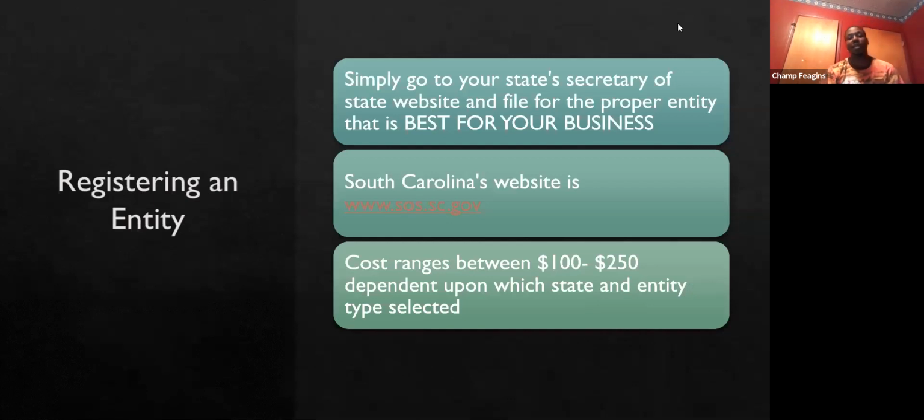All right. So registering an entity. Simply go to your state secretary or state website and follow for the proper entity that is best for your business. So I can't tell you what's best for your business, whether it's a C corp, nonprofit, S corp, or LLC. Now you actually can do this for free. If you go to Rocket Lawyer or some of those other companies, y'all, they're gonna charge y'all just to do the work that you can do for free. Okay, so I'm showing y'all how to do it for free.